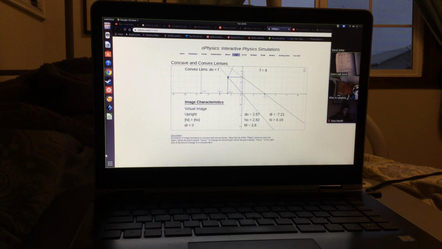And they all should be really close to 4, except for the 2 that have a virtual image. Those are going to be a little trippy. So if they look trippy, don't worry. They're supposed to be trippy.